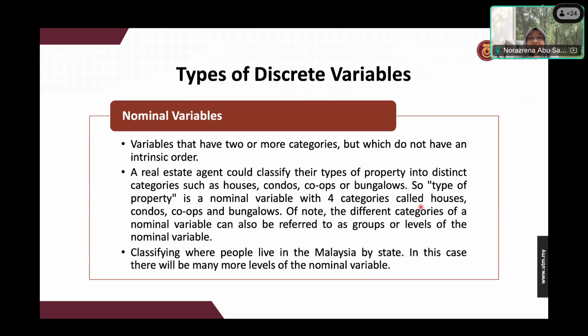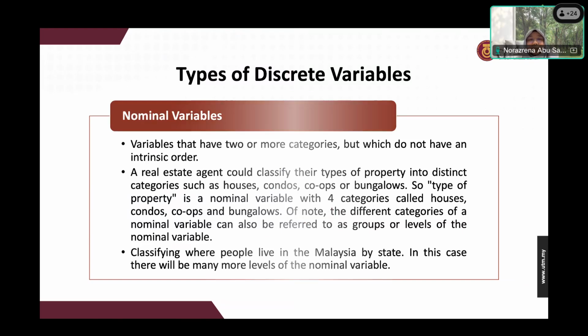So that's the nominal variables, for example the name of the housing area. For this example, categories of houses: there are condos, co-ops, bungalows, or anything. We cannot arrange or sort them. We just name it. If asked what is the type of your house, you say bungalow, for example. So just name it. It is the nominal variables, one of the discrete variables.